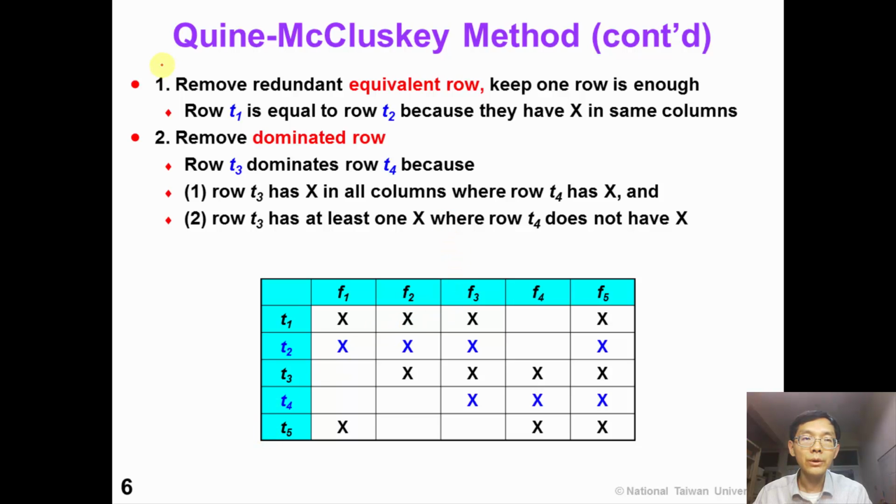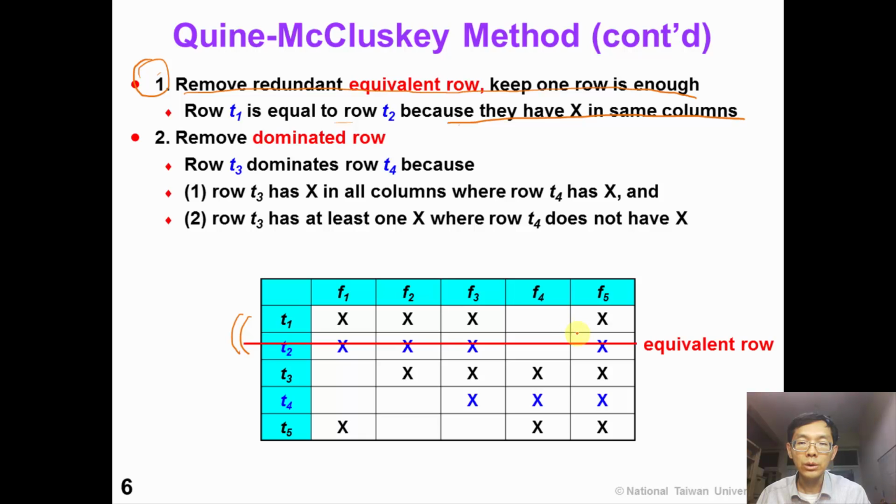McCluskey proposed 4 simple rules to simplify the covering table. Rule number 1. We can keep only one of the equivalent rows. For example, row T1 and row T2 are equivalent rows because they have X in exactly the same columns. We can keep only row T1 and remove row T2.